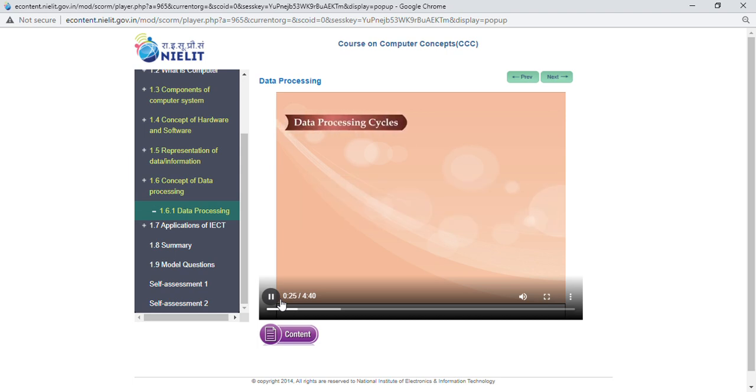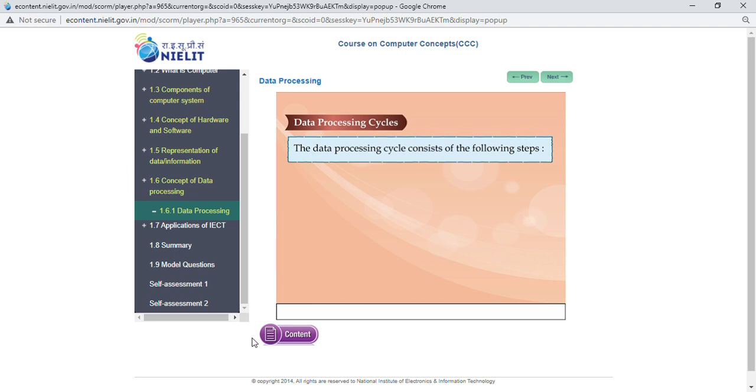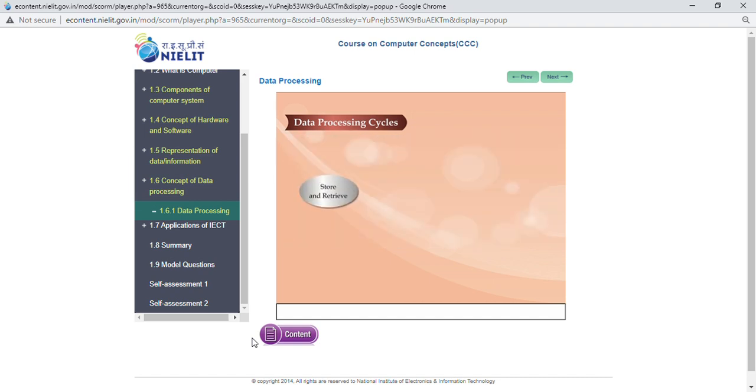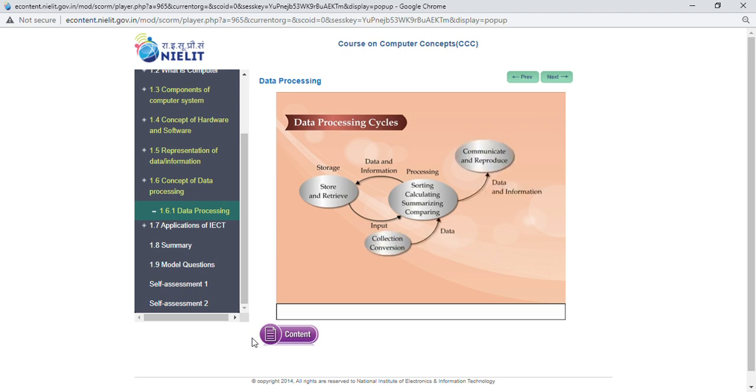Data processing cycles. The data processing cycle consists of the following steps: input, processing, output, storage. Input. In this step, the input data are coded or converted into machine-readable form so that it can be processed through a computer.